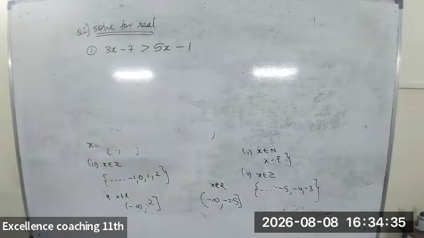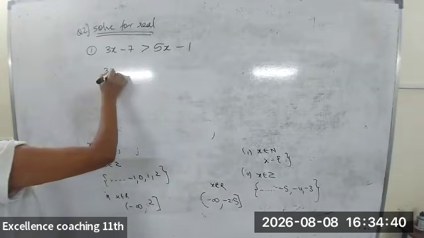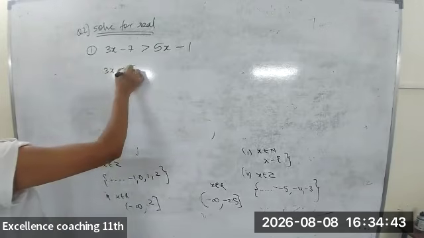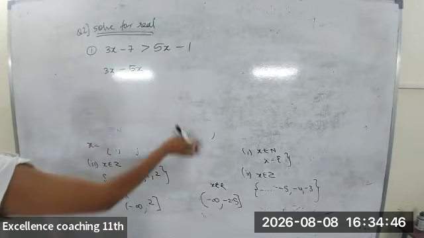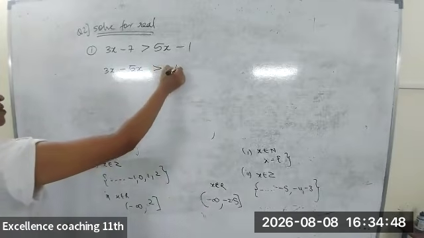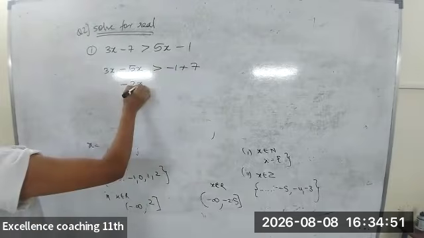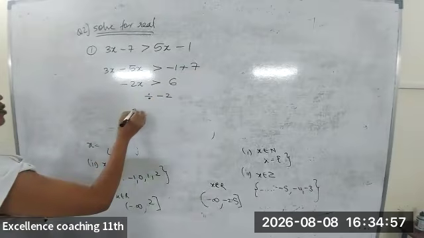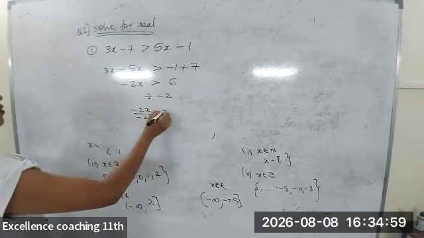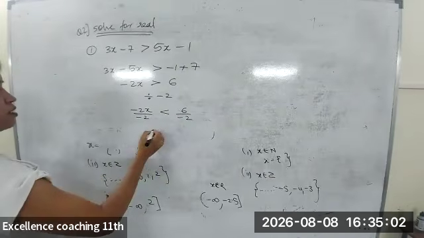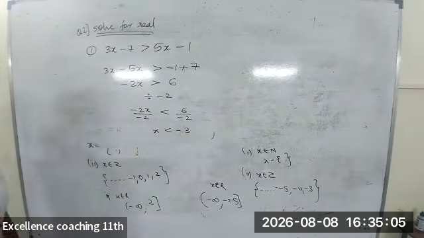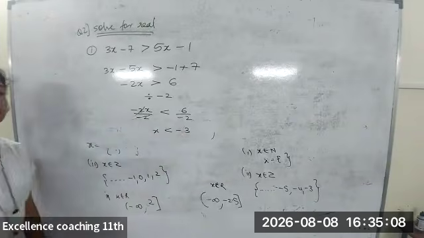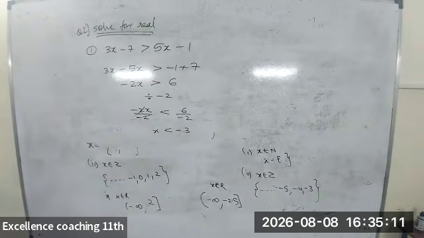So bring x on the left hand side, take the numbers on the right hand side. Now here you are dividing by -2, so change the negative sign. Same answer. Okay. Now we have to put it on the number line.